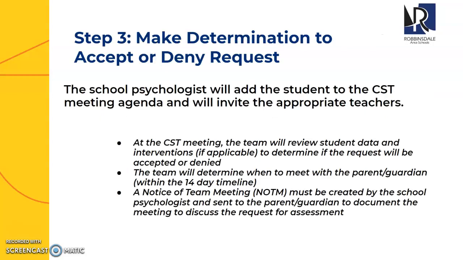Step 3, make determination to accept or deny the request. The school psychologist will add the student to the child study meeting agenda and will then invite the appropriate teachers if necessary. At the child study meeting, the team will review student data and interventions if they apply to determine if the request will be accepted or denied. The team will determine when to meet with the parent or guardian, again within the 14-day calendar timeline. And a notice of team meeting must be created by the school psychologist and sent to the parent or guardian to document the meeting to discuss the request for assessment.